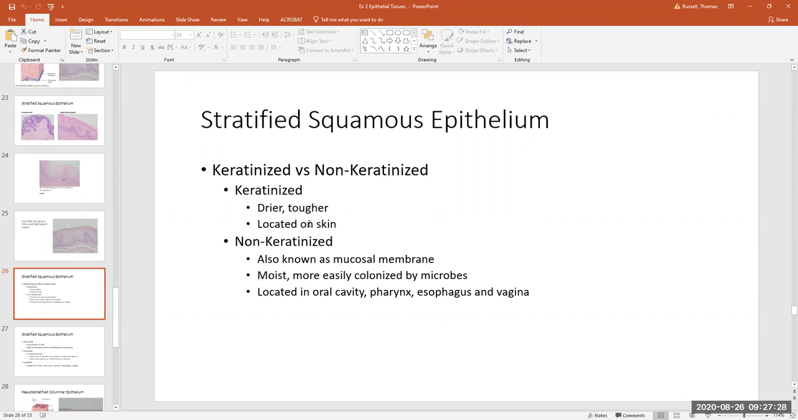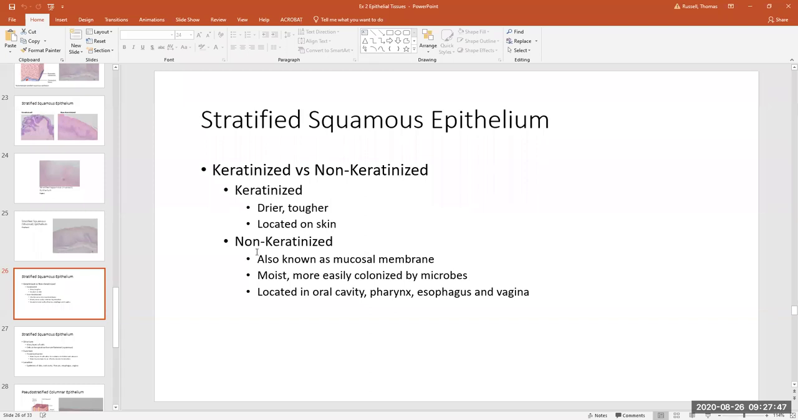Everybody can write that in later on, but located on the top of your skin, which is technically called the epidermis. So keratinized stratified squamous makes up the epidermis of our skin. That's what that would be called.